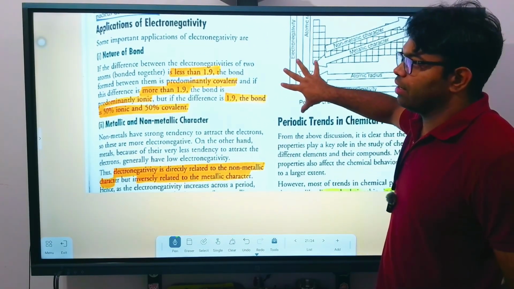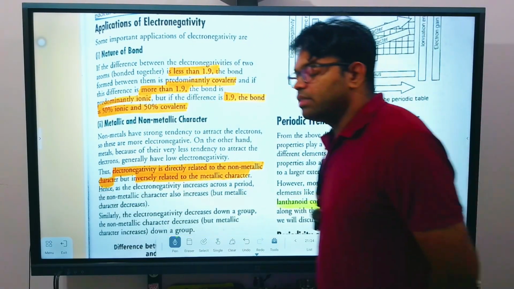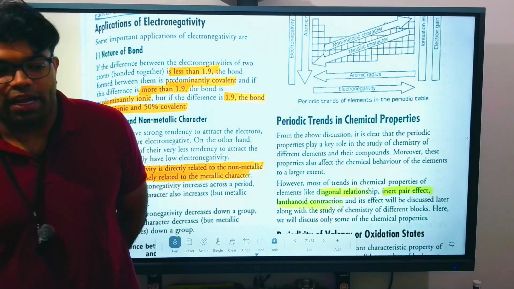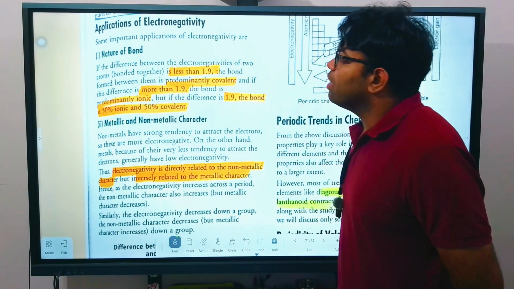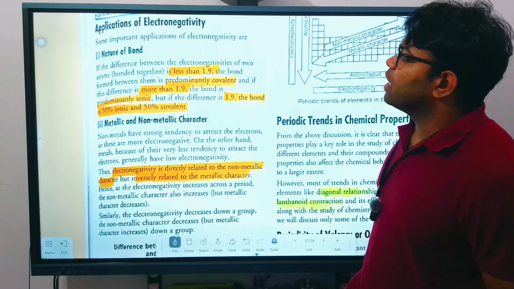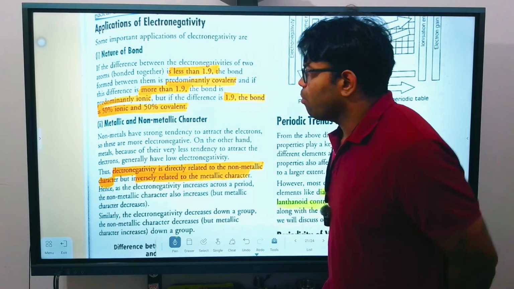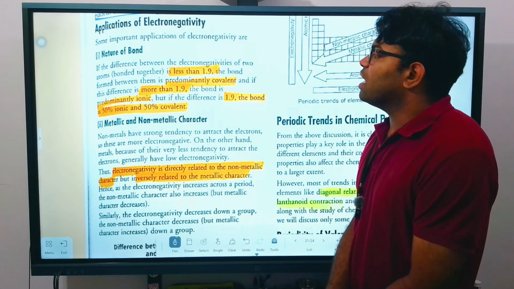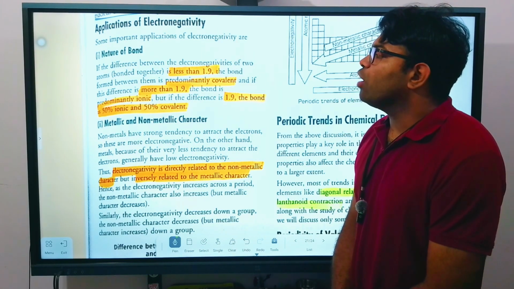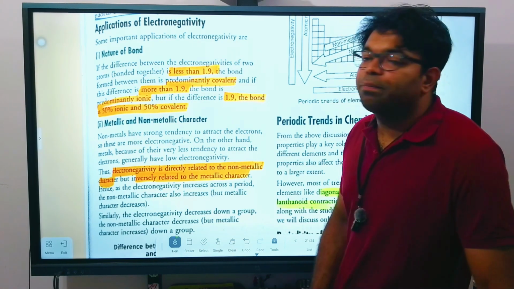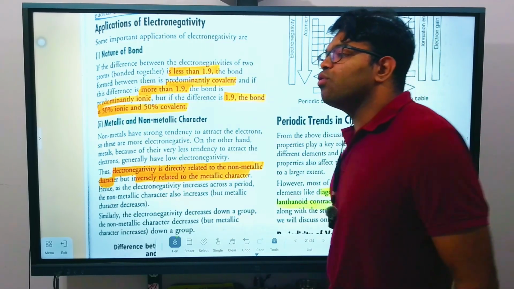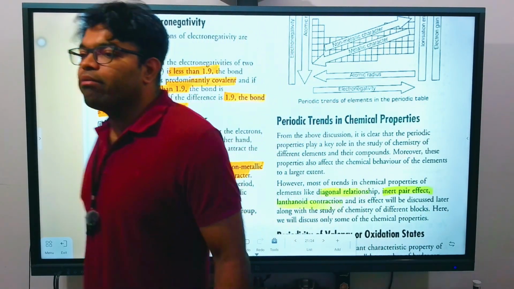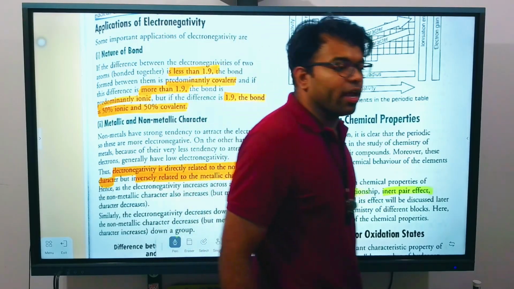Application of electronegativity. Now, this is an MCQ based question or an assertion reasoning based question. If the difference between the electronegativities of two atoms bonded together is less than 1.9, the bond formed between them is predominantly covalent. Understood? So, how do you know whether the bond formed between two atoms is covalent or ionic?